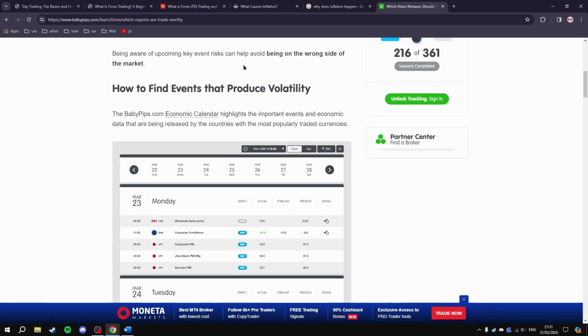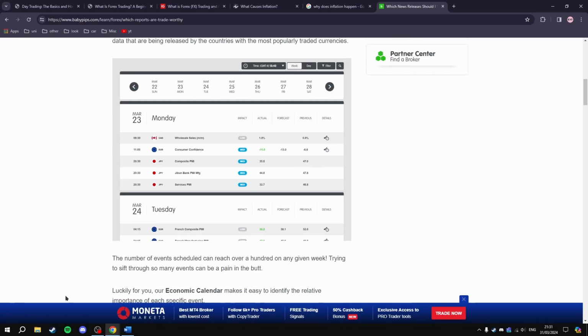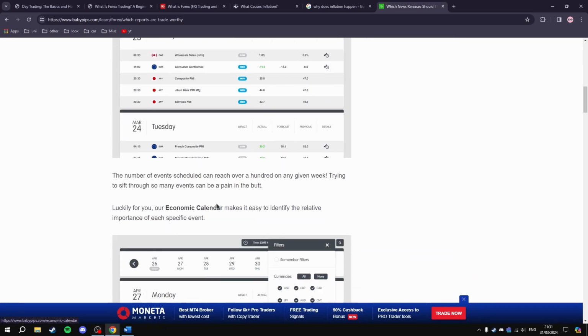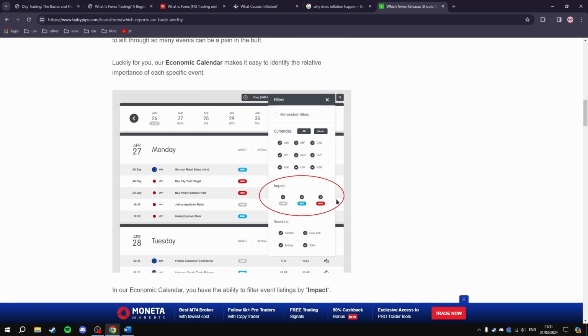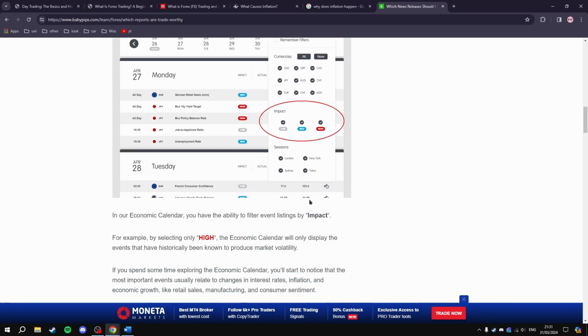How to find events that produce volatility? Well, we can use the economic calendars. They should be able to tell us which sort of events have a high, medium, or low impact on the currencies you're looking at.